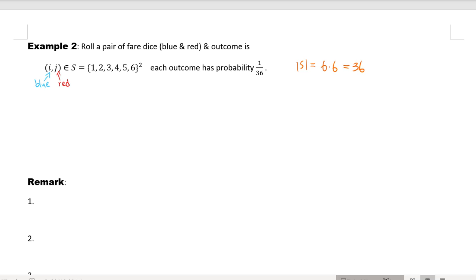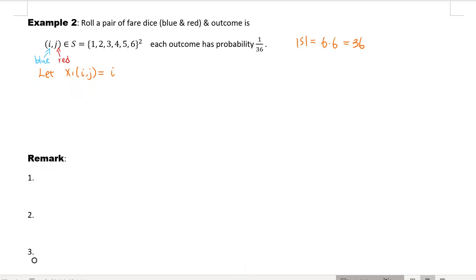Okay, now let me give you some examples of random variables. We can let x1 of ij be i. So what does this mean? This means we just want the number on the blue die. Okay. Let x2 of ij be j. So this is just the number on the red die. And let's define f of ij to be the sum i plus j.